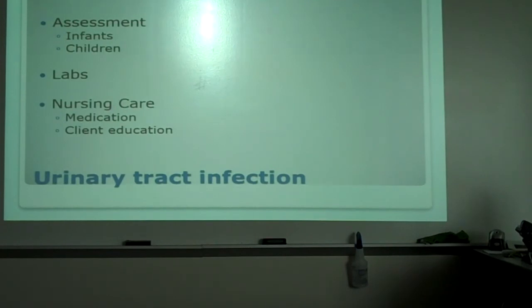All right, we're going to talk about urinary tract infection. So first, let's talk about the risk for urinary tract infection.